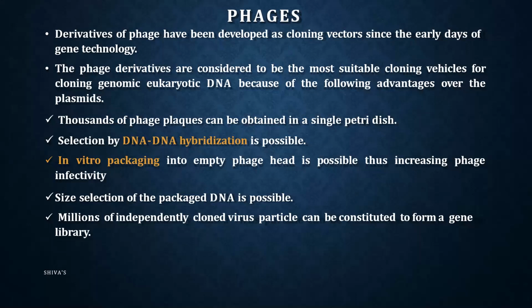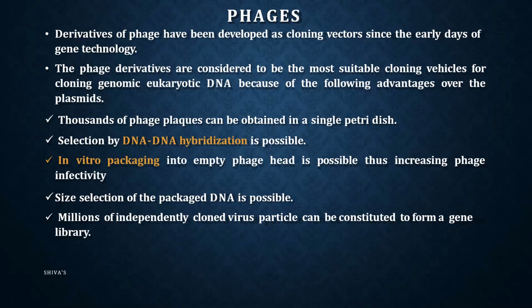Bacteriophages have been cloning vectors since early days. Phage derivatives are considered to be the most suitable cloning vectors for genetic engineering, for eukaryotes as well as prokaryotes. Thousands of phage plaques can be obtained in a single petri dish, so you will have more varieties. The selection of DNA hybridization is possible over here in a small package.